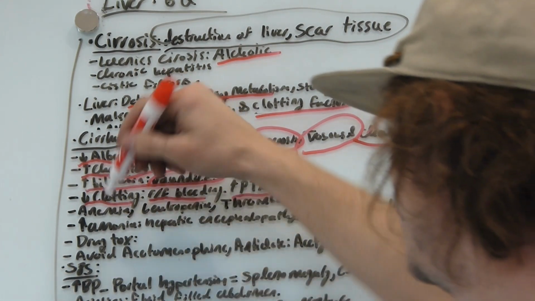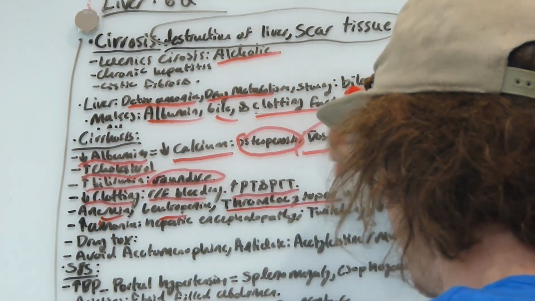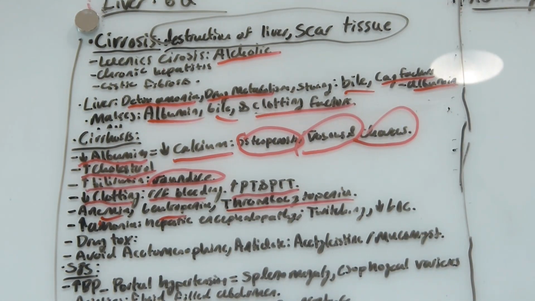The next thing we're going to see is anemia, leukopenia, and thrombocytopenia. So anemia, that's decreased red blood cells. And with leukopenia, that's decreased WBCs, and thrombocytopenia, which is under 50 on the platelets.